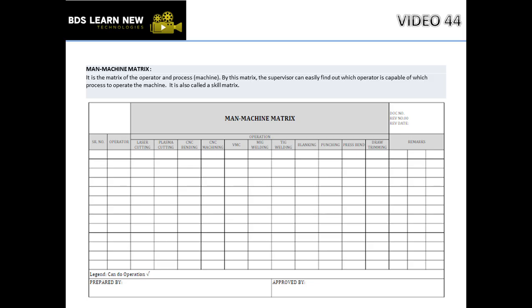So the man-machine matrix would consist of serial number, operator. For example, there are various operations like laser cutting, plasma cutting, CNC welding, CNC machining, BMC, MIG welding, TIG welding, blanking, punching, press bend, draw reaming, etc. So what would happen? They will put the name of that operator and put a tick against which operation he can perform. So they can easily take that operator from this man-machine matrix.